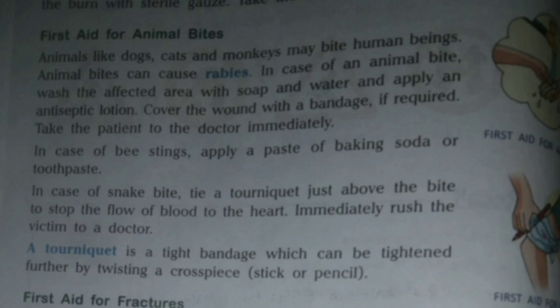But in case of snake bite, tie a tourniquet just above the bite to stop the flow of blood to the heart. A tourniquet is a tight bandage which can be tightened further by twisting a crosspiece, stick or pencil. By doing this, the poisoned blood stops flowing towards the heart. Immediately rush the victim to a doctor, means immediately take the victim to the doctor.